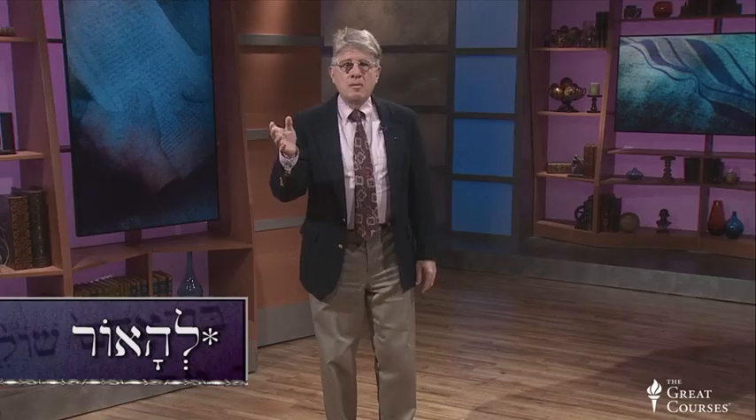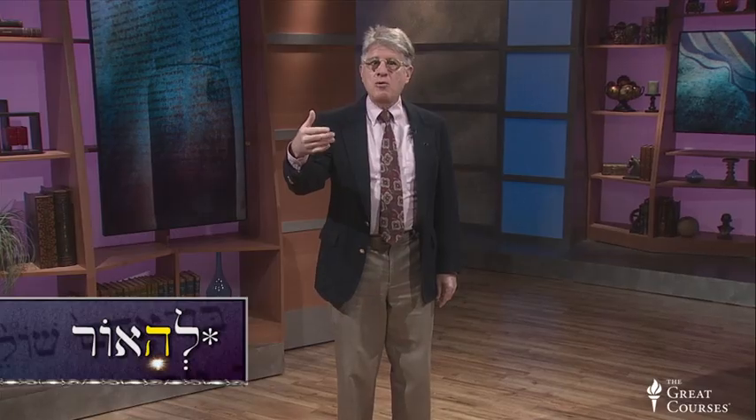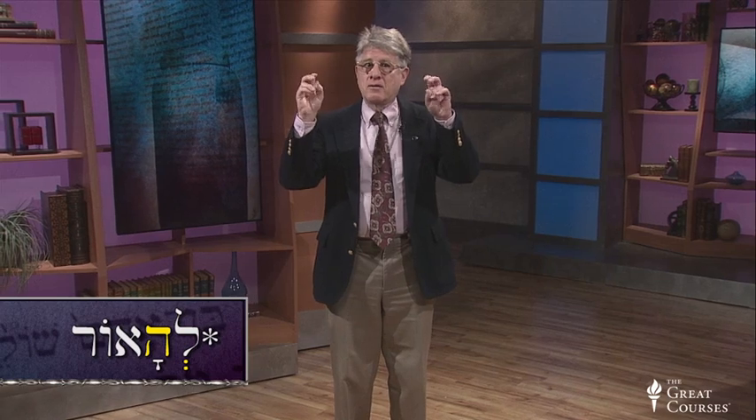What's wrong with le ha or? Because when you have a letter with a shva underneath it, followed by a hey with another vowel underneath it, the shva and the hey disappear. They're elided. Watch.